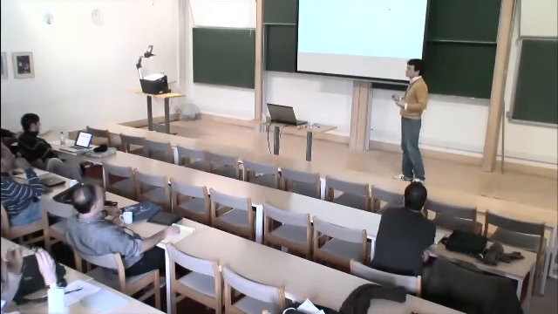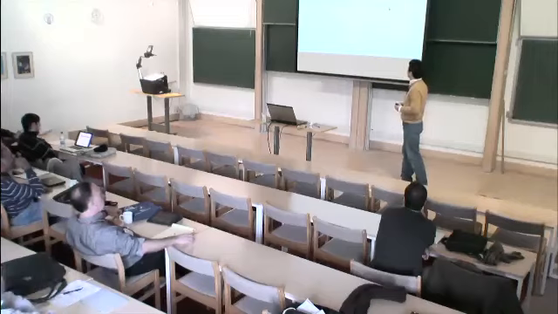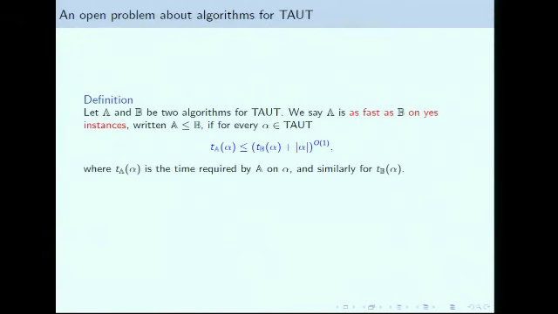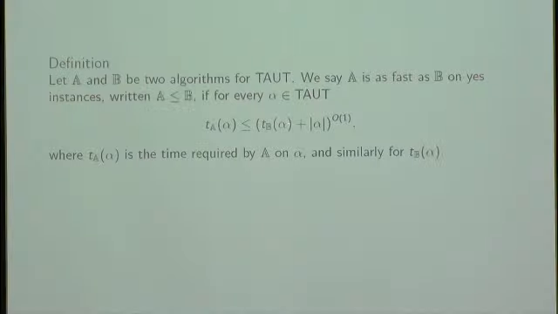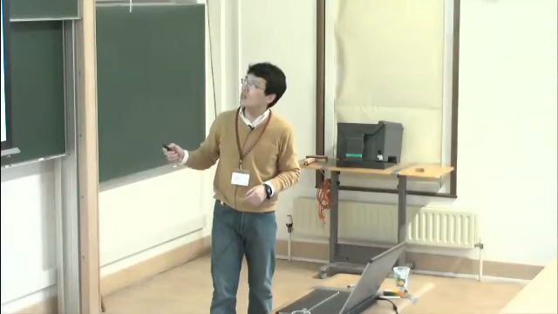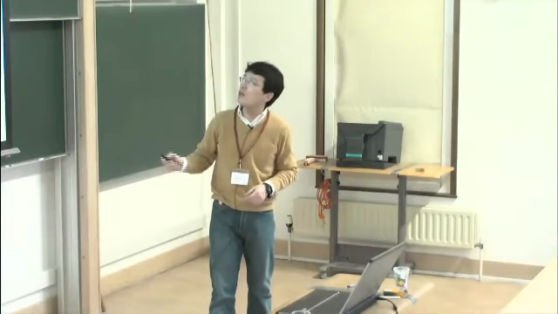First, we can introduce a partial or pre-ordering on algorithms. Let's say we have two algorithms, A and B. We say A is as fast as B, or A is less or equal to B, if for every alpha, a tautology, the running time of the first algorithm A is bounded by a polynomial of the running time of the second algorithm B plus the length of alpha, because in some cases some algorithm might decide the problem without looking through the whole instance. But here we emphasize this inequality only holds on yes instances.